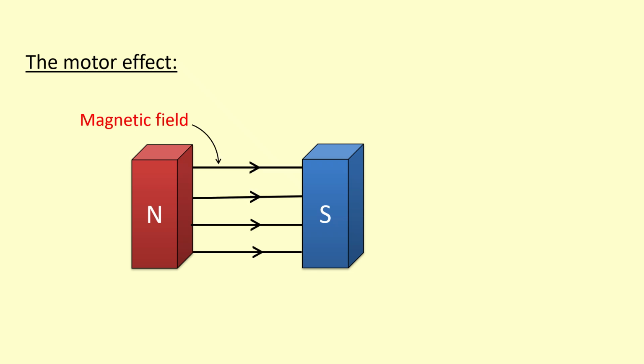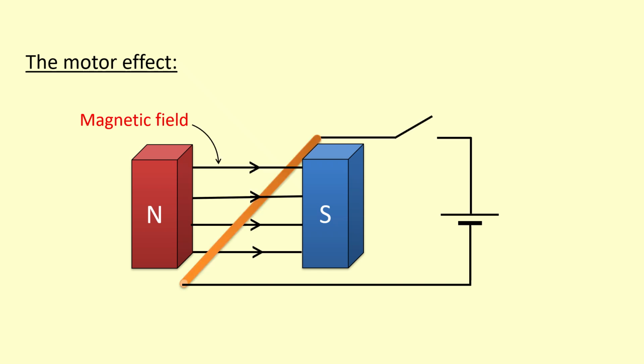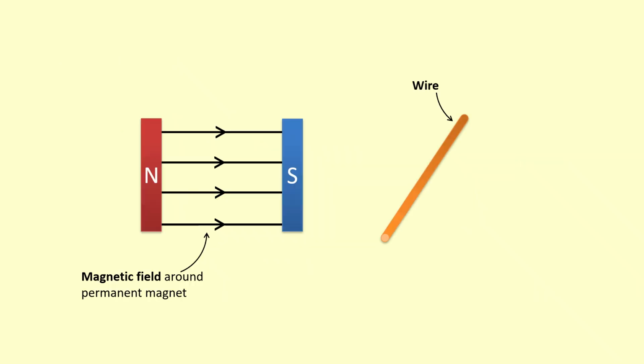In a motor effect, there's a magnetic field, and then you have a wire or a coil of wire, and you pass a current through it. When the current goes through it, the interaction causes a force on the wire, and we can use this to make something spin or move. Let's look at it in a bit more detail. Here's a magnetic field from the permanent magnet, but it can also be from some kind of electromagnet. It can be any kind of magnetic field.